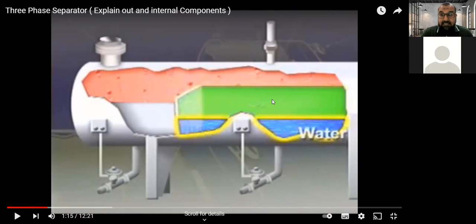The gases, as I said, are lighter, so they go up. The water is heavier, so it will be at the bottom. The oil in between will be in the middle. So let's continue watching the video.